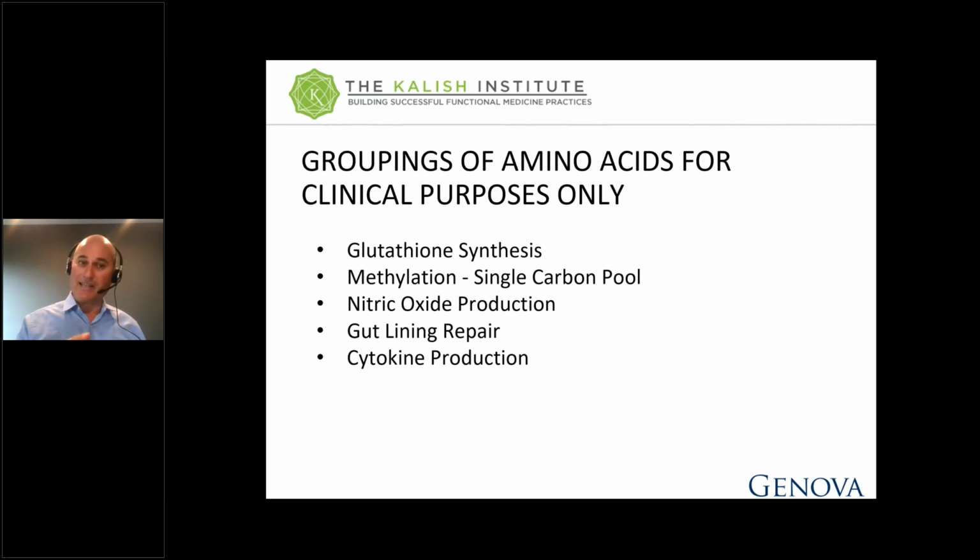You should be able to scan the lab and look at the 5 that are related to methylation in a single carbon pool so that you know what those are. You should be able to scan and look for arginine and citrulline for nitric oxide production. Gut lining repair is pretty easy because it's mostly glutamine, so that's this one. And then cytokine production is mostly tryptophan.